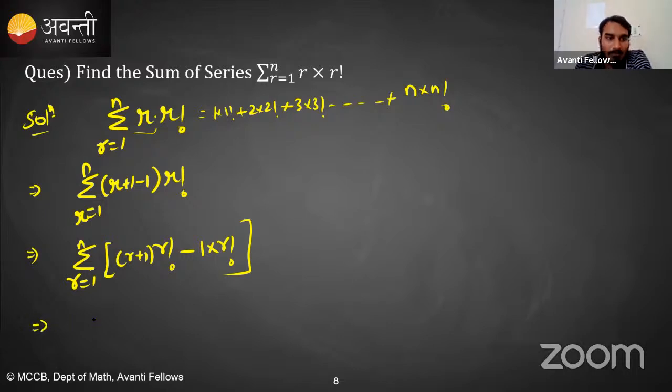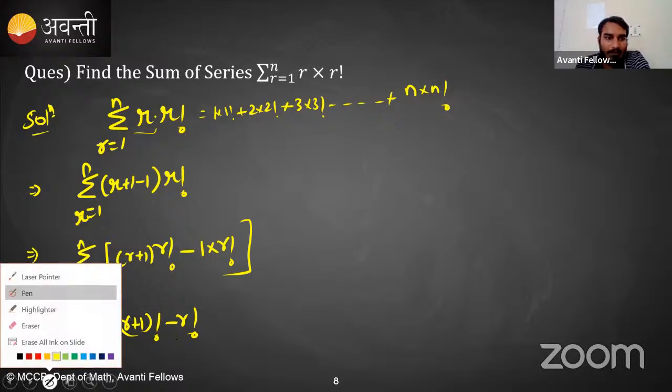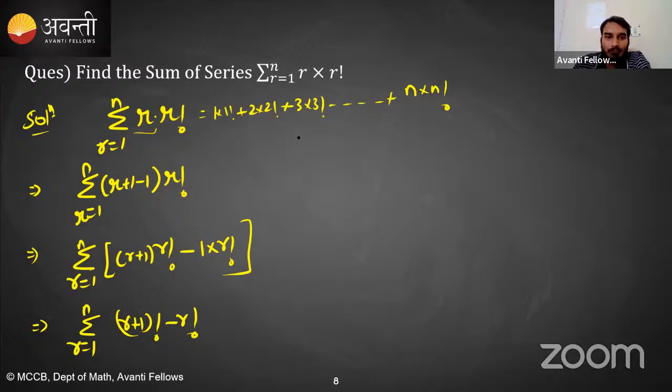So it means precisely this is written as the summation of r plus 1 factorial minus r factorial, and r is varying from 1 to n. Is this clear? Any doubt so far, students, in this question? Okay.